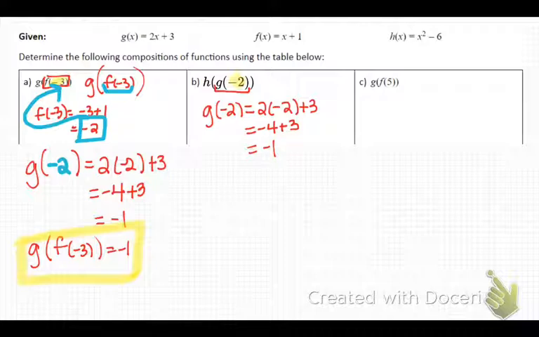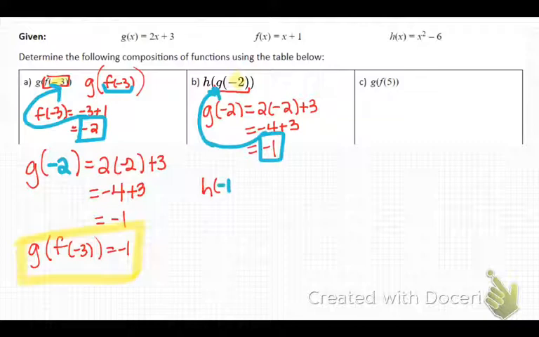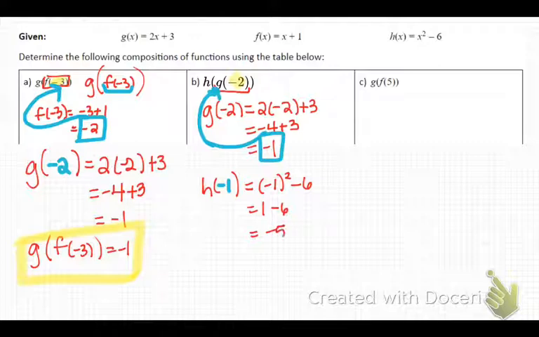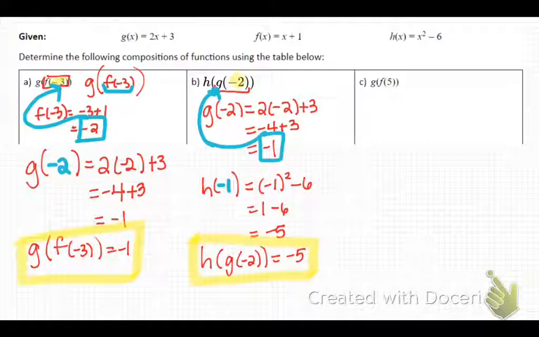Okay, can I get somebody else to tell me what do I do next? What is my next step? Input negative 1 into H of X. So I have H of negative 1 equals negative 1 quantity squared minus 6, which is 1 minus 6, which is negative 5. So that means H of G of negative 2 is negative 5. That's my second answer. Is that okay so far?